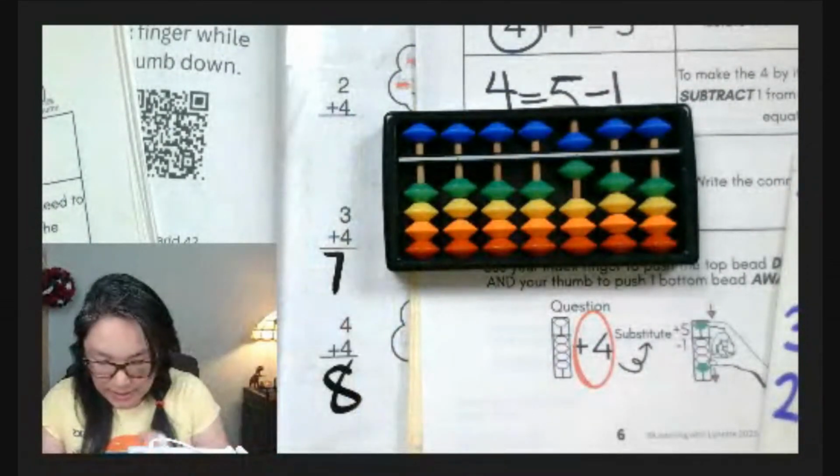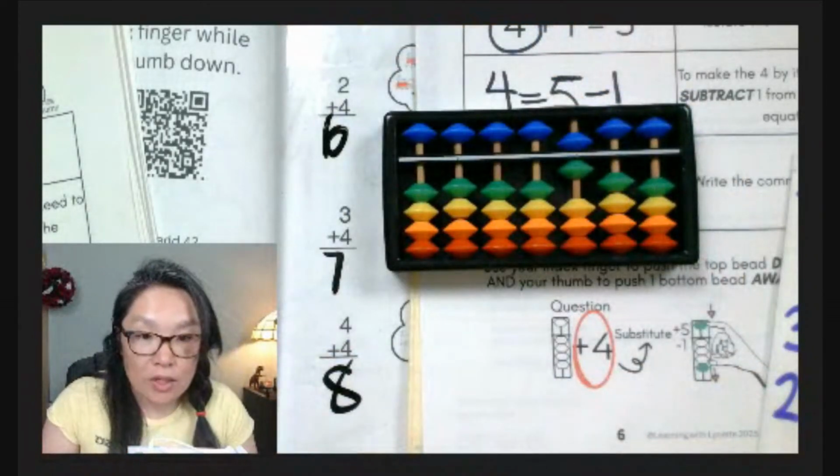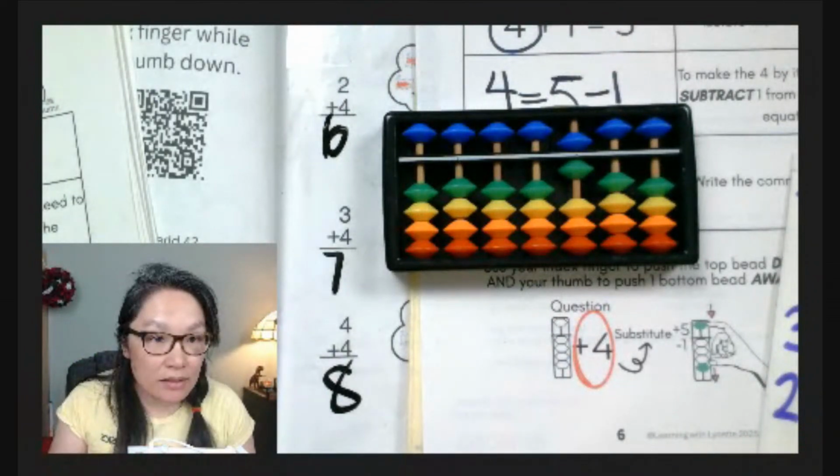So my answer is 6. 4 is nice because it's pretty versatile. We have a lot of numbers that we can add 4 to. Does that make sense? Are we okay?